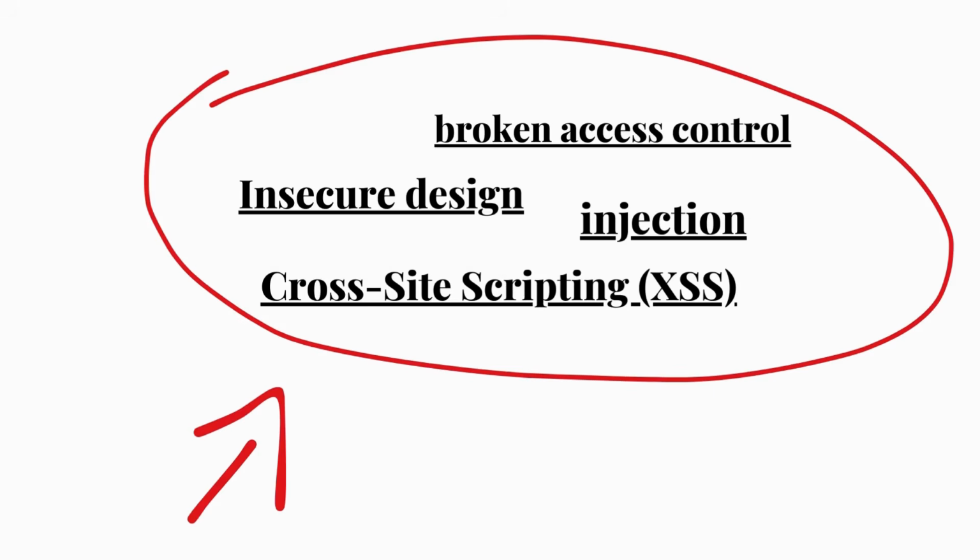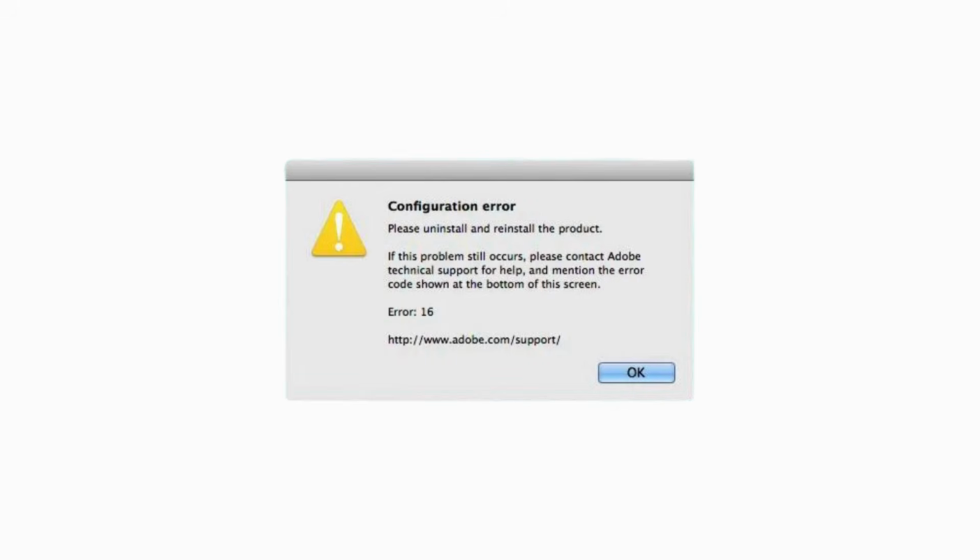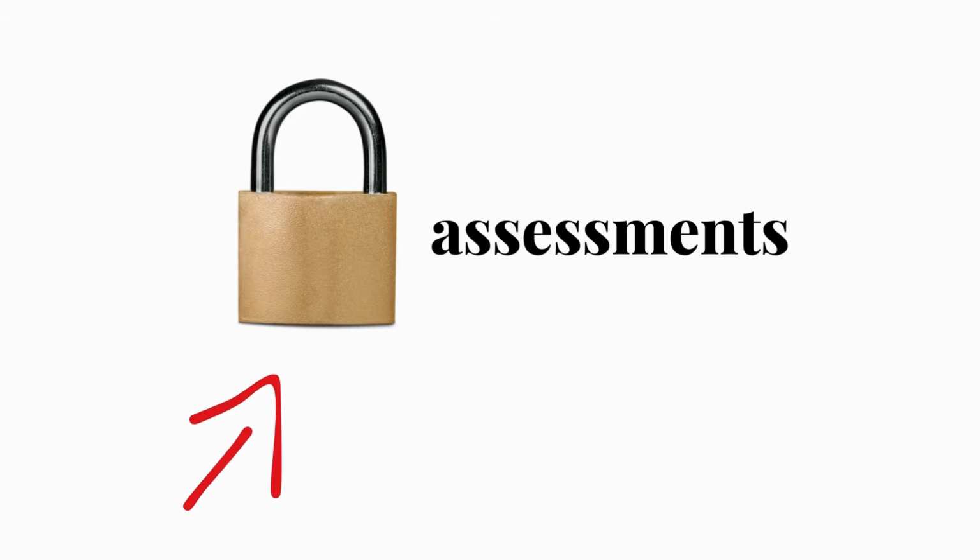OpenVAS, a comprehensive vulnerability scanner that identifies security issues in networks, systems, and services. It performs deep scans to find vulnerabilities, configuration errors, and outdated software. It's commonly used for security assessments.